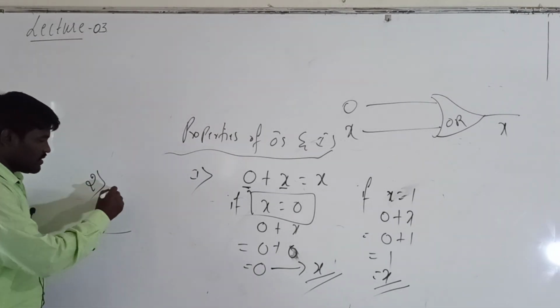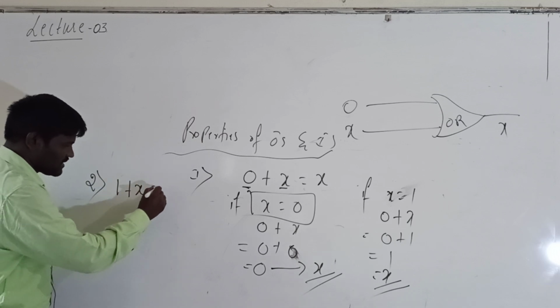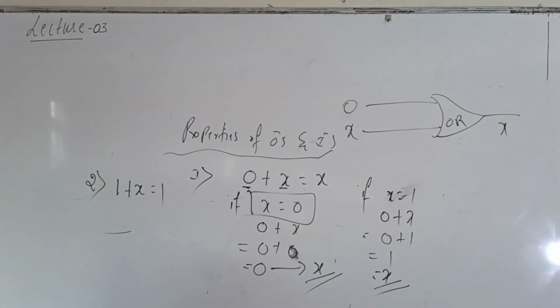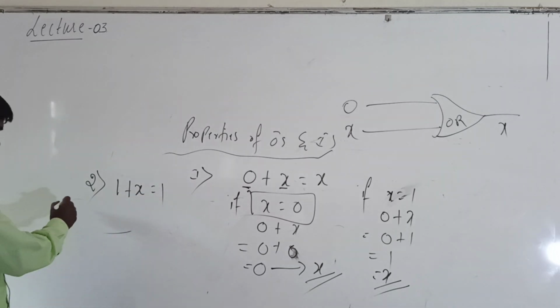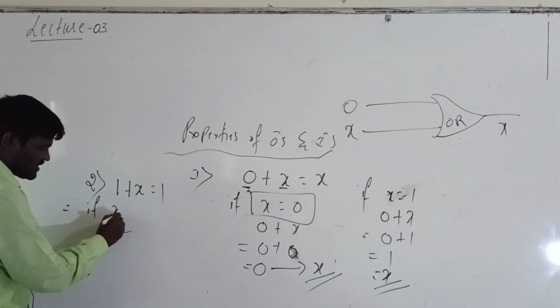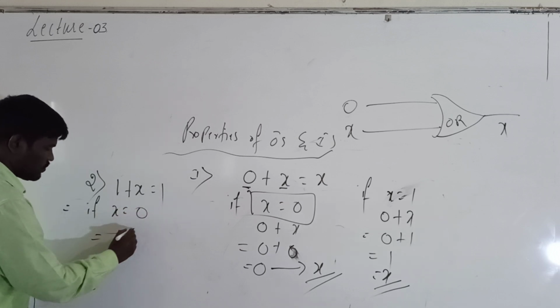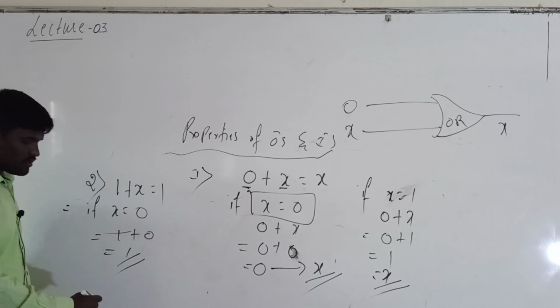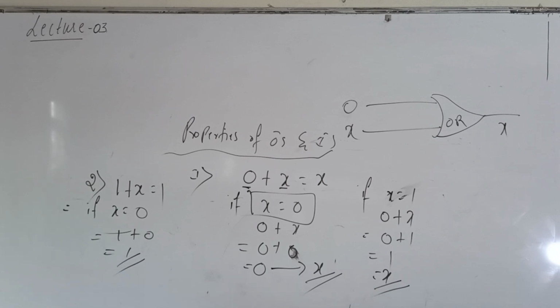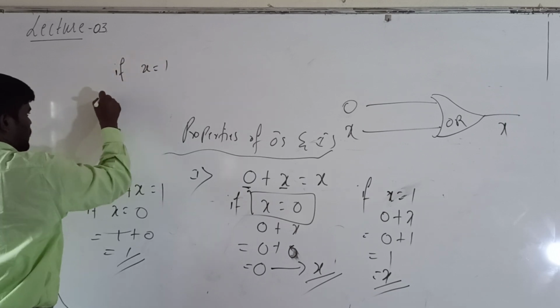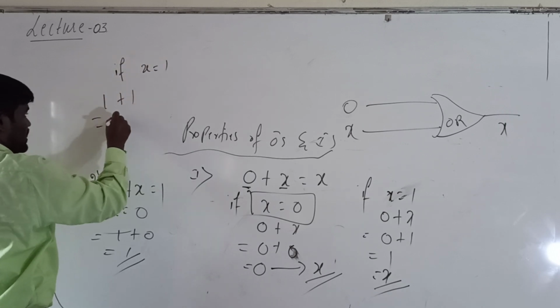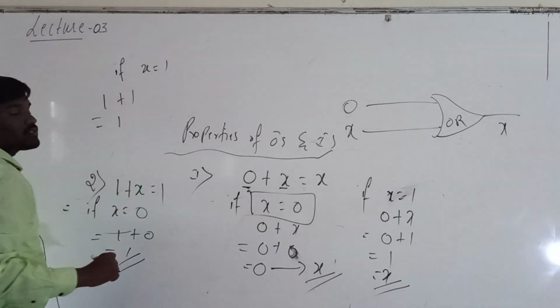In the same way, 1 plus x is equal to 1. It means that again we can take x is equal to 0, then 1 plus 0 is equal to 1. Hence the result is proved. Next, if x is equal to 1, 1 plus 1, again the result is 1.